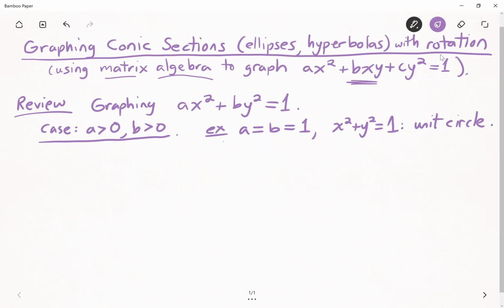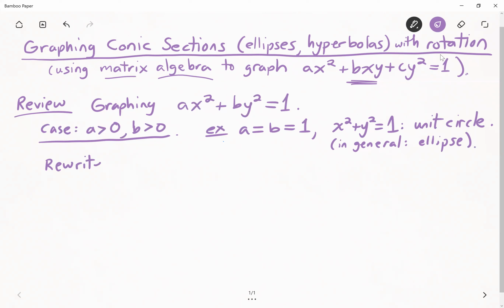If a and b are equal to each other, but both equal to some number other than 1, you get circles of different radii. But in general, the graph you will get for such an equation is going to be an ellipse. Now, in graphing these functions, we typically like to rewrite the equation ax squared plus by squared equals 1 in a different form.